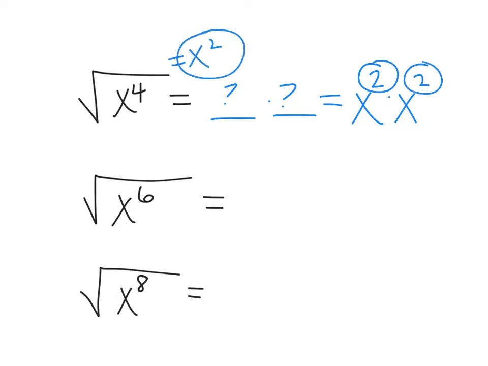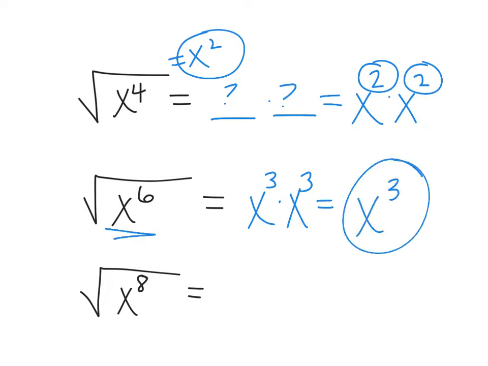Okay, same thing down here. What times what is x to the 6th? Well, x cubed times x cubed gives me x to the 6th. So the square root of x to the 6th is just one of those, so x cubed. And then finally, x to the 8th, x to the 4th times x to the 4th. Remember, it has to be the same number as x to the 8th. So the final answer to the square root of it is just x to the 4th.